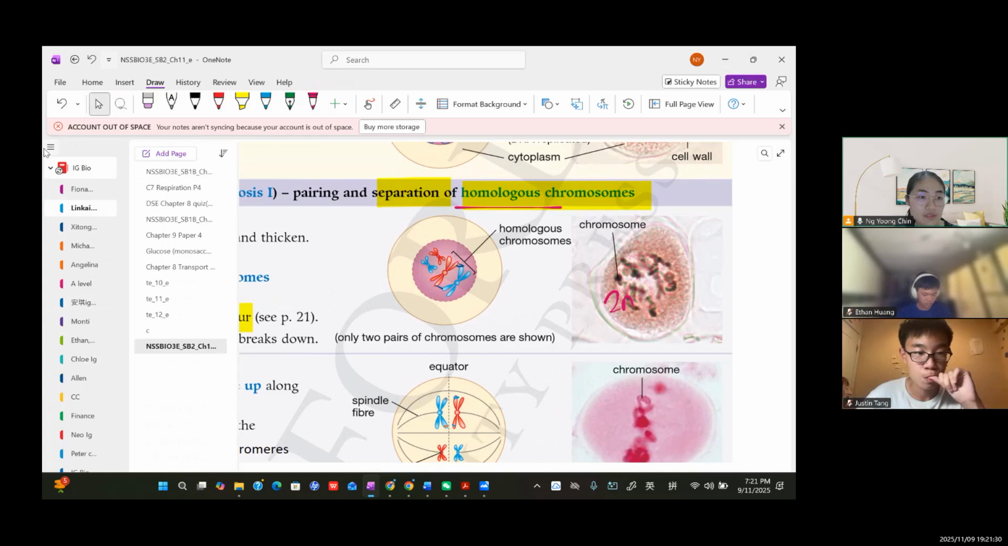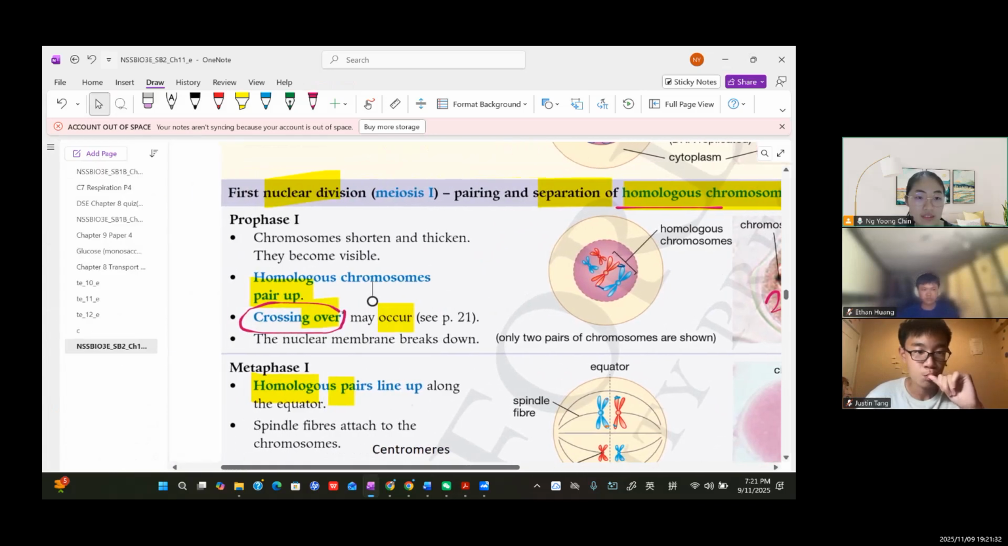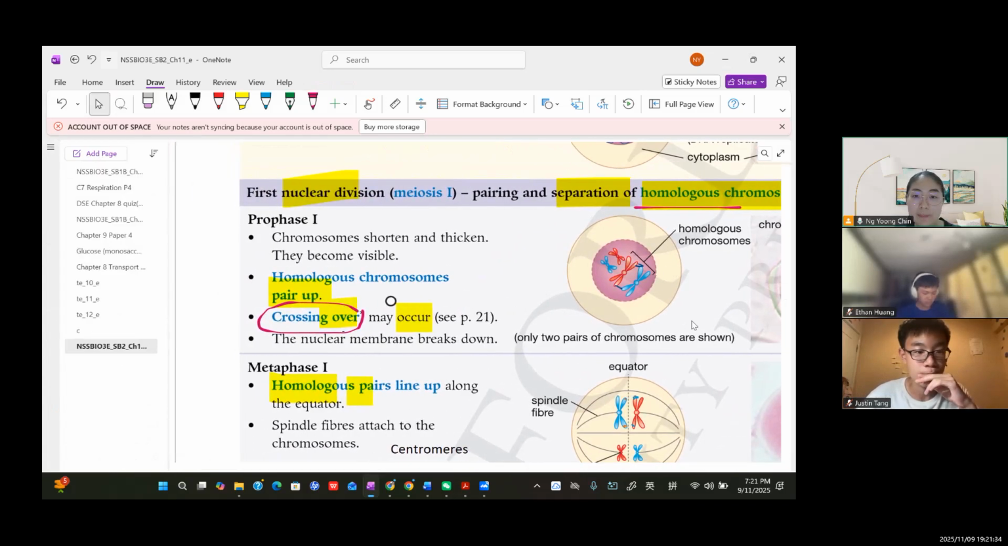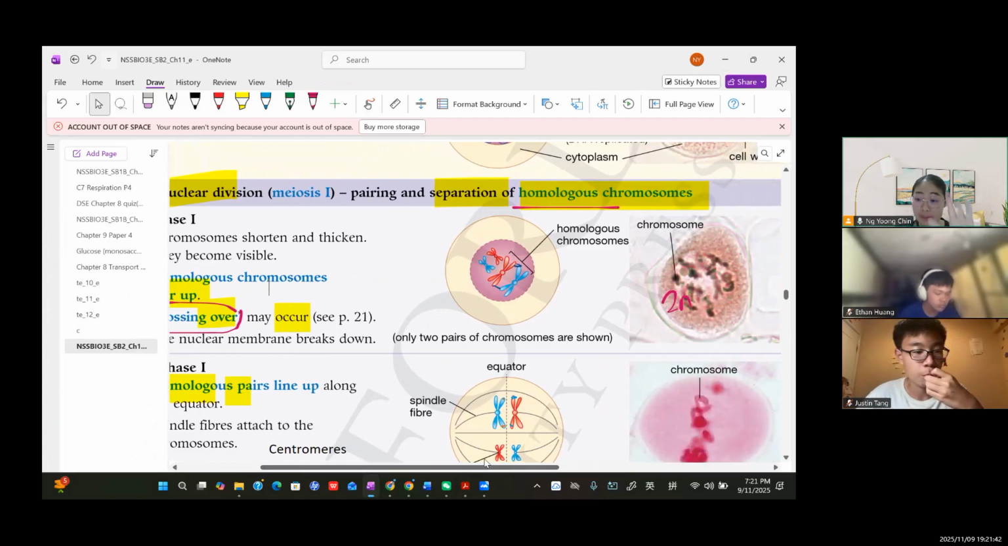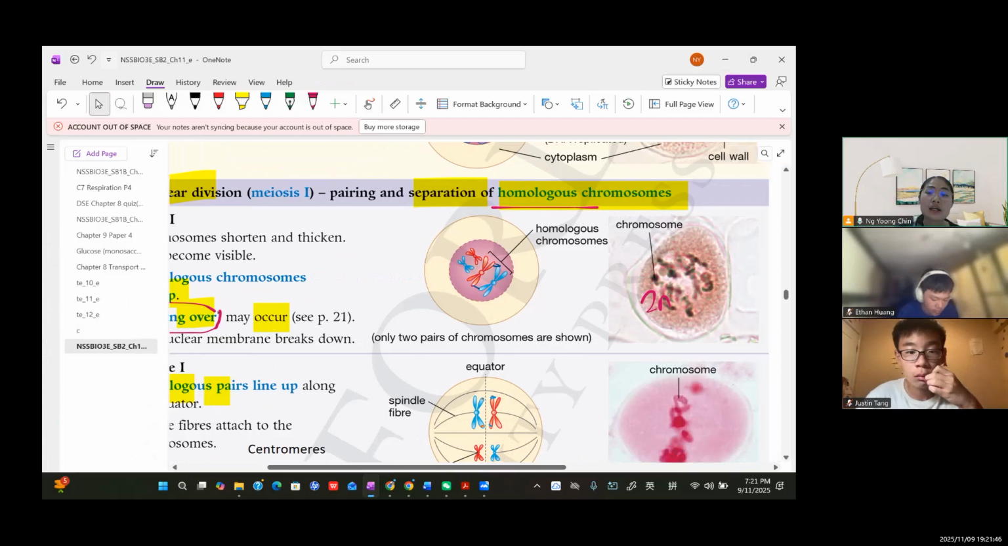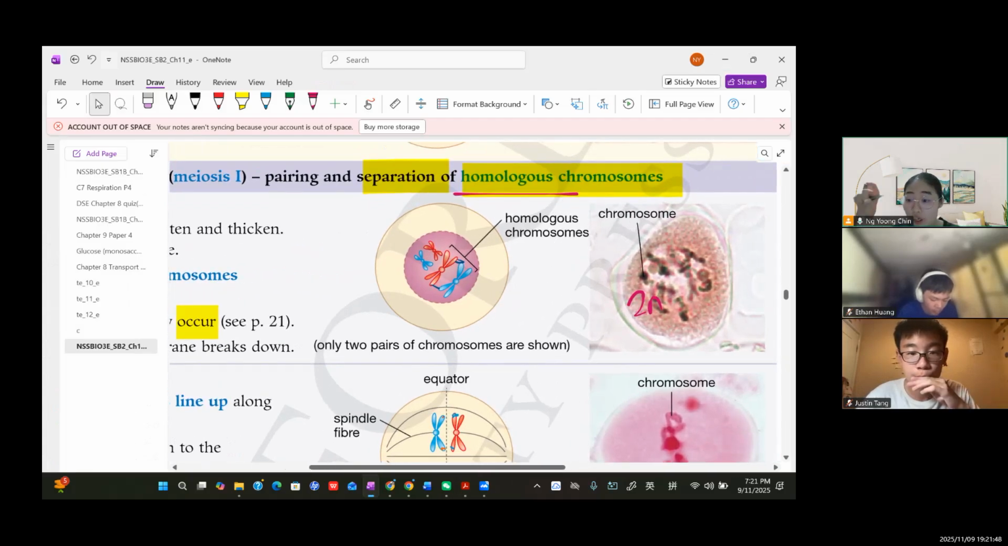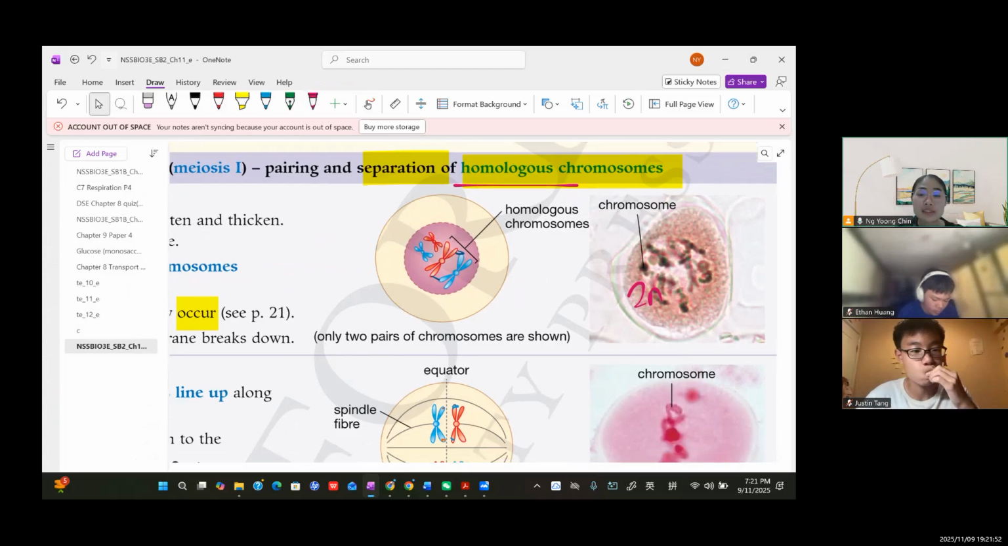Oh, yeah. This is in the meiosis. This is in meiosis 1, which is the first phase of the meiosis. So what they do is they are actually involved in the pairing up of the homologous chromosomes, they just pair together. What is meant by pairing up? Pairing up is just like this.